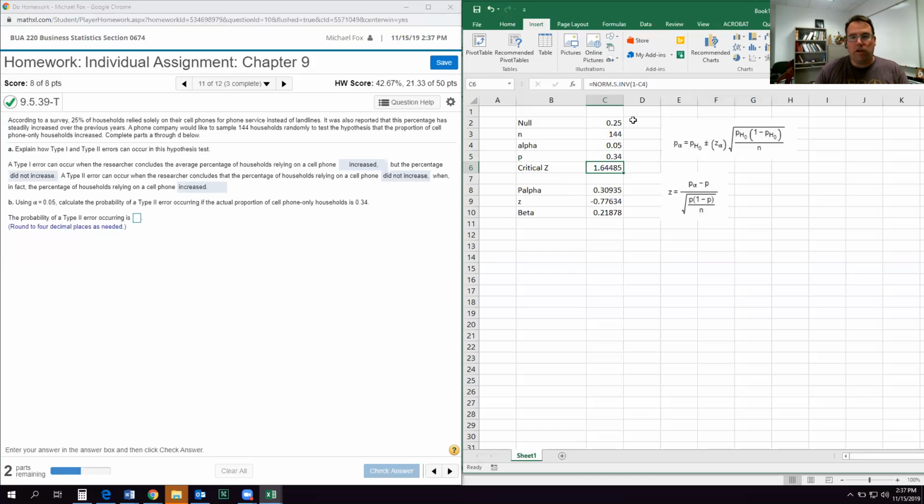Our critical z was already calculated for us by our calculator based on the alpha. So everything else is calculated. Our beta, or our probability of type 2 error, to 4 decimals, is 0.2188.